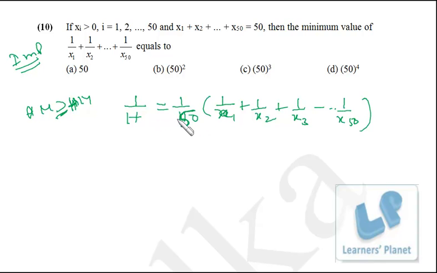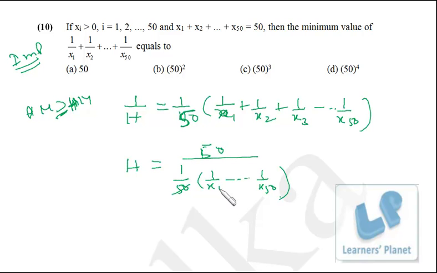So if there are 50 positive numbers, x1, x2 till x50, and h is the harmonic mean of these numbers, then 1 upon h is equal to 1 upon 50 times (1 upon x1 plus 1 upon x2 plus 1 upon x3 till 1 upon x50), right? Now as I told you, arithmetic mean is greater than harmonic mean. So h will be the reciprocal of this, so 50 upon (1 upon x1 till 1 upon x50), this is the harmonic mean, right?